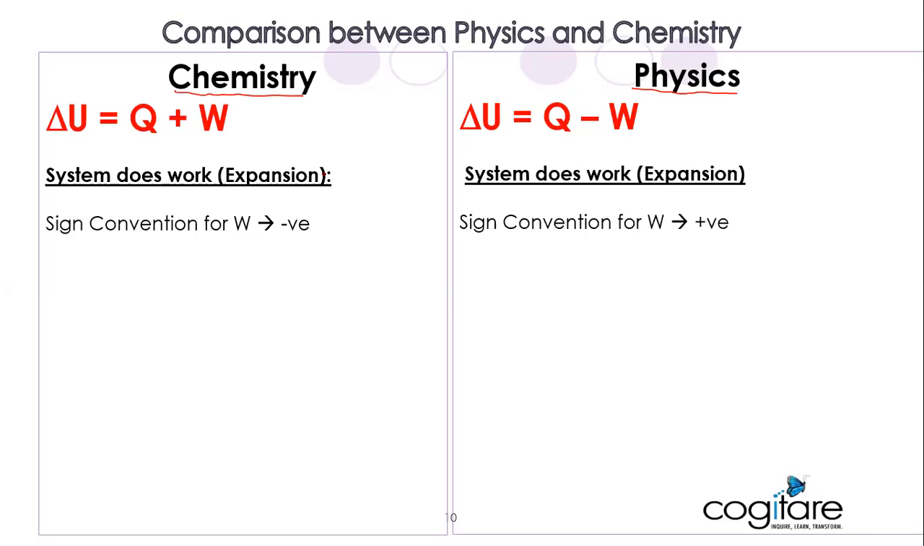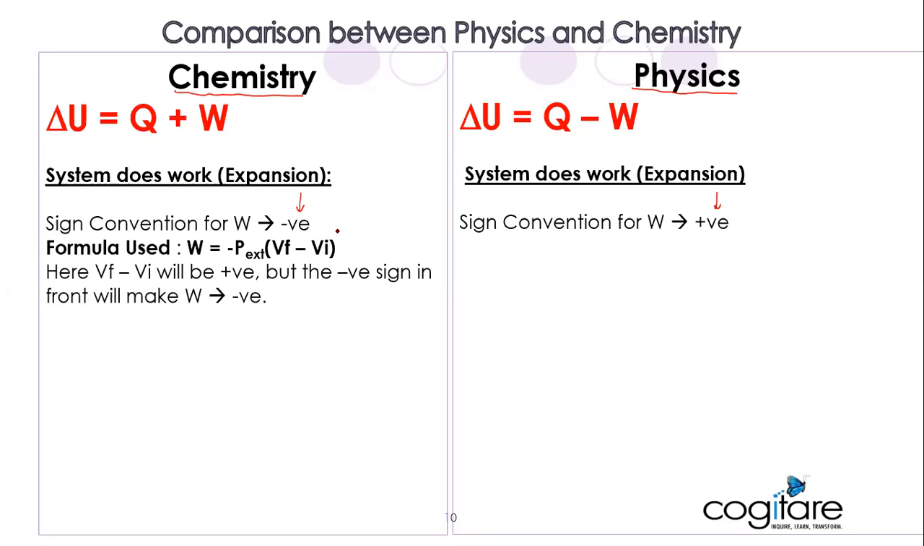For example, the system is under expansion. Here also the system is under expansion. The system is doing work here, and here also the system is doing work. In chemistry, the sign convention for work is negative. Here the sign convention for work is positive. If you apply that sign convention, what is the formula for W? We say minus P external into Vf minus Vi. Do you guys agree to this?